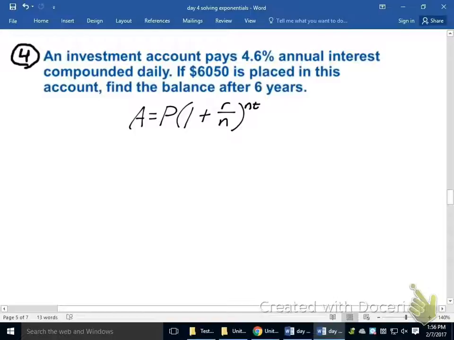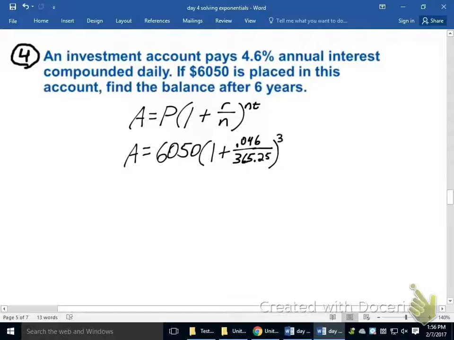All right, same kind of problem. I've already thrown the formula there. The amount in the account will be based off the principal, which in this case is $6,050, the amount at the beginning of the time period, times 1 plus my rate here is 4.6%. I'm going to use 0.046 divided by the number of times compounded. Since this is compounding daily, there are 365.25 days each year. Now, some people think that's only 365 days. Well, you've got to remember there's a leap year every 4 years. So, I'm going to include it by using a 0.25.